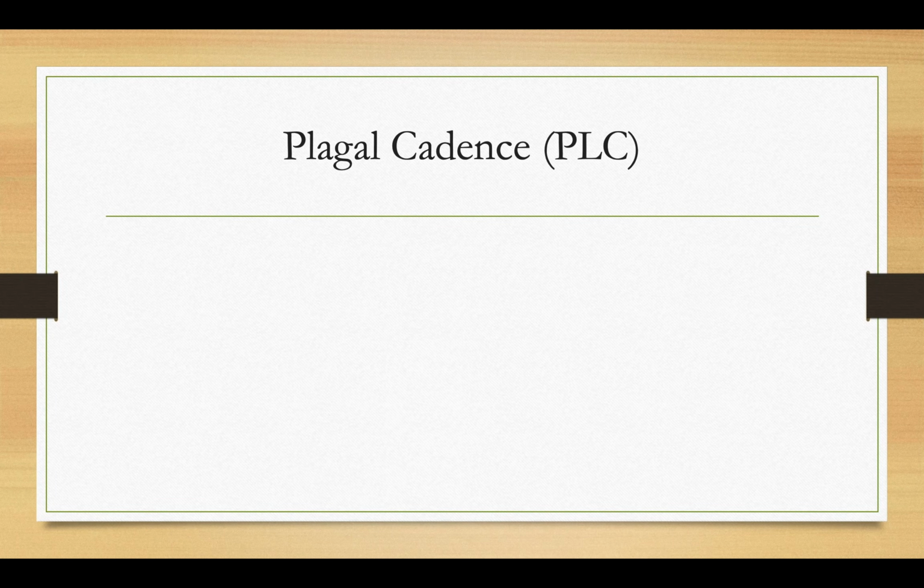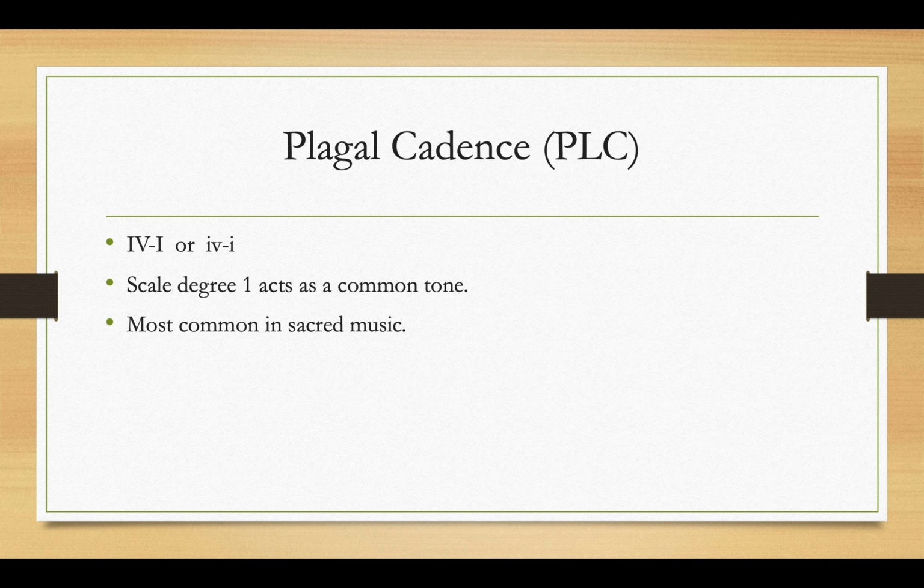Now let's move on to Plagal cadences. Plagal cadence is created with a subdominant going to tonic harmony. So major 4 going to major 1 in major, or minor 4 going to minor 1 in minor. In either case, scale degree 1 acts as a common tone. Scale degree 1 is diatonic in both the subdominant chord and in the tonic chord.